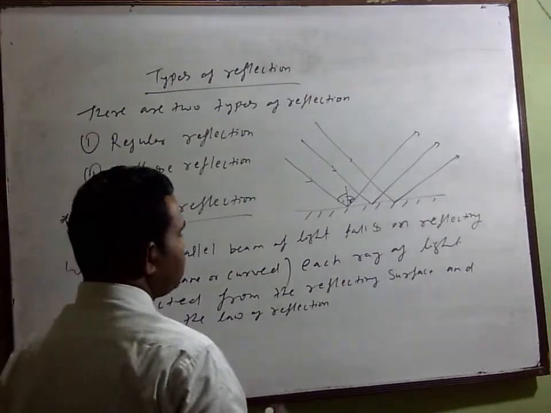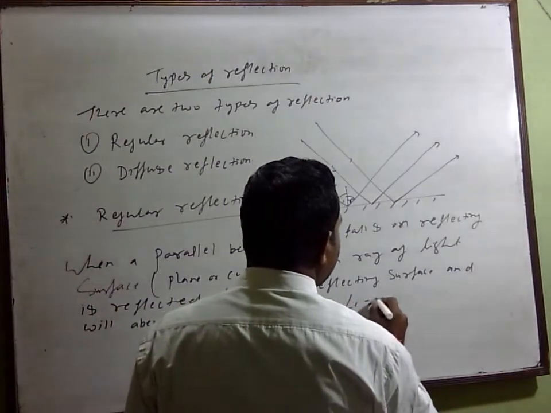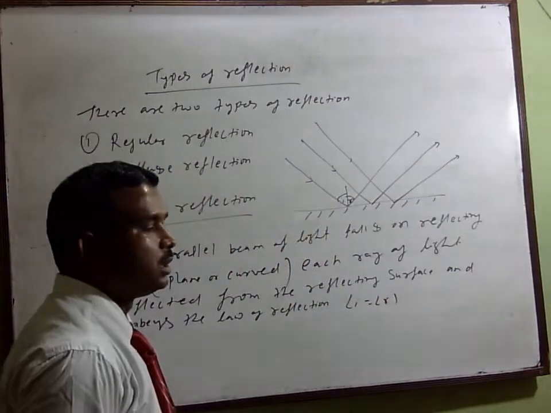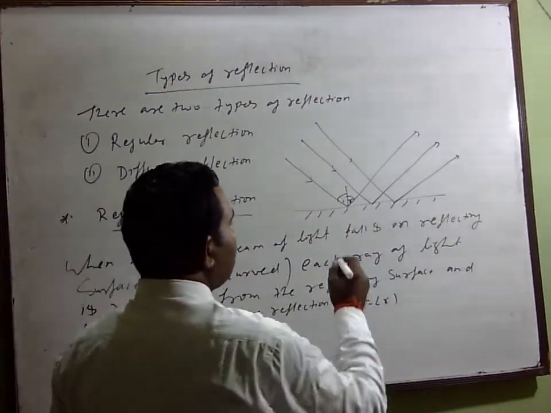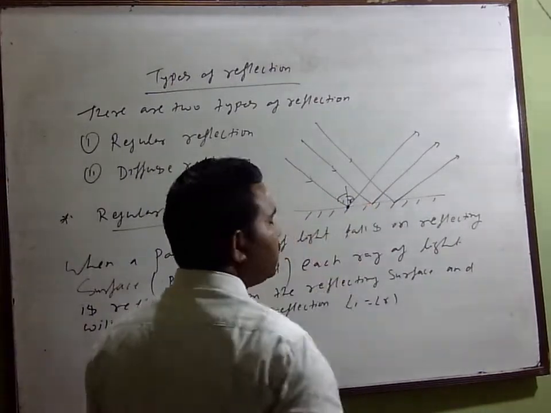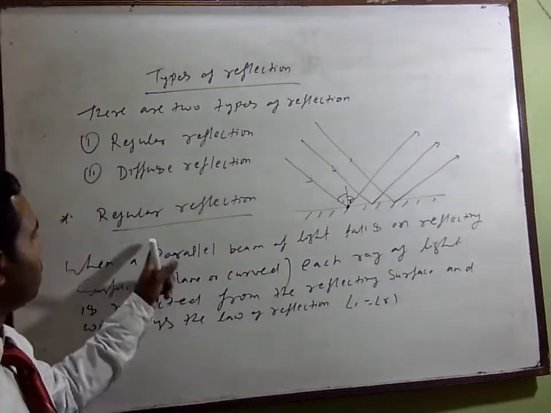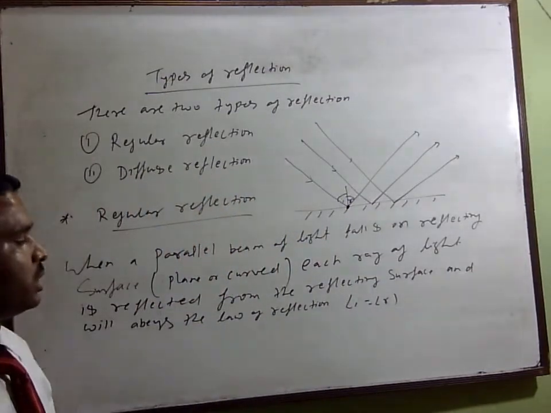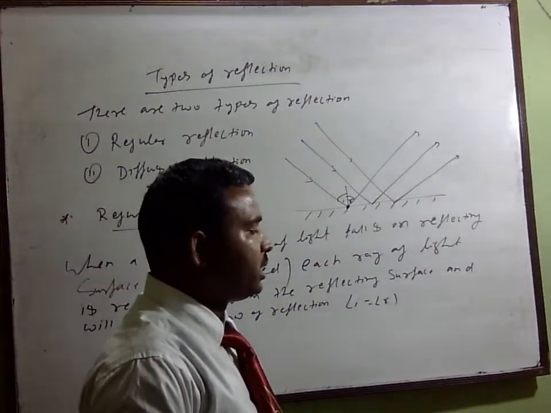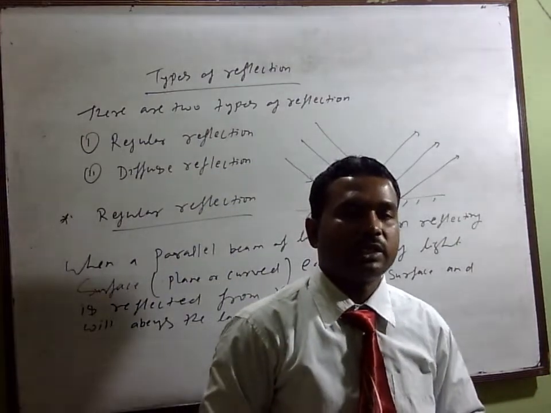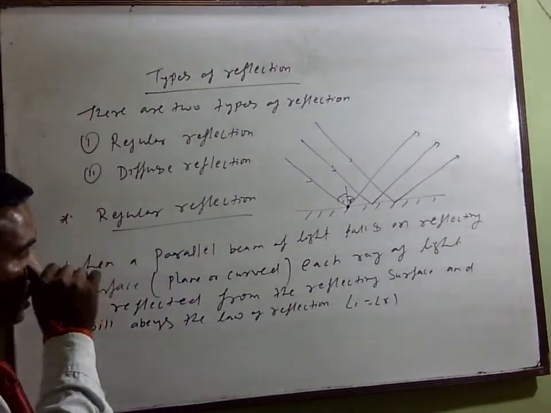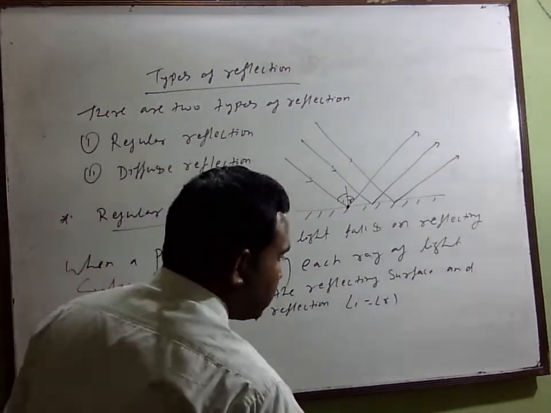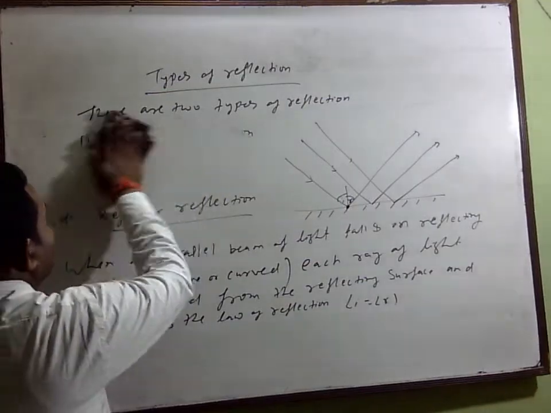Laws of reflection means, you know that angle I equals angle R, and the incident ray, reflected ray and normal all lie at the same point. So this is called the regular reflection. But in diffuse reflection, I and R will not be equal. Okay, so I think you should write this one. Very good.